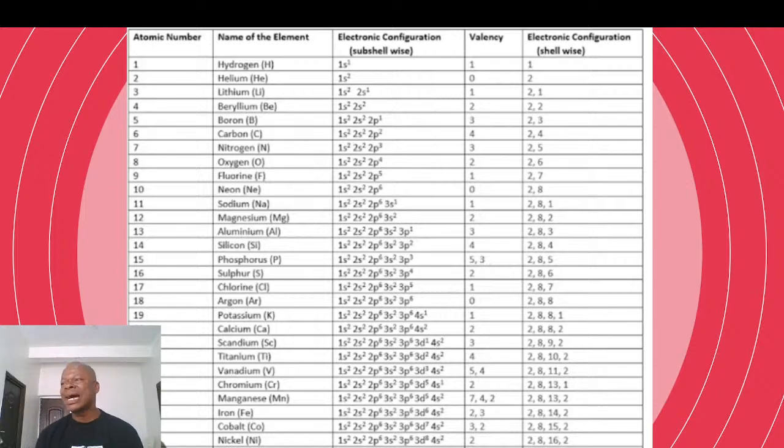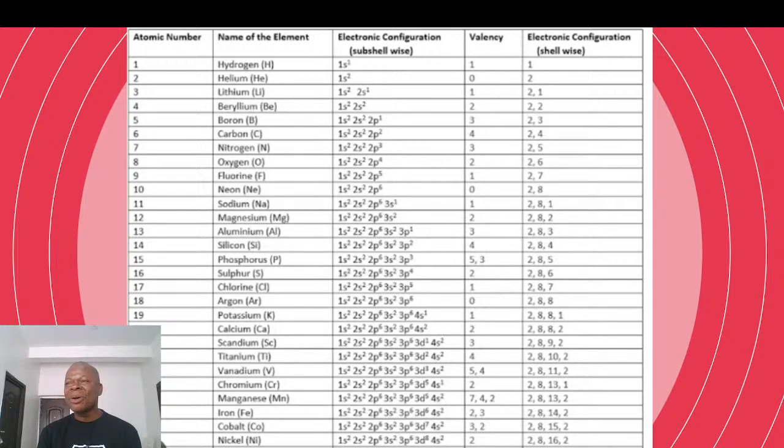So if you are asked to arrange boron as an element in its electron configuration in subshell, that is what you are expected to do. Then, if you go to the electronic configuration for shell, what you're going to get there is 2, 3. That 3 there is the valency, because that is the last electron you can get at the outermost shell. That is 3. That is the valence.